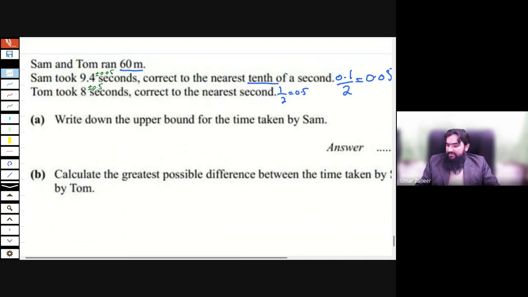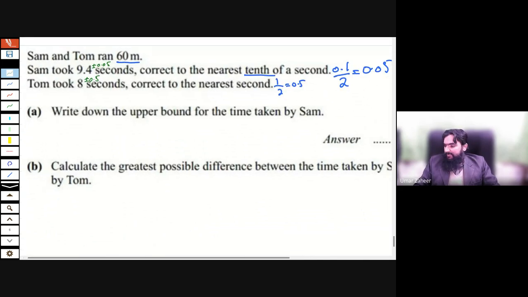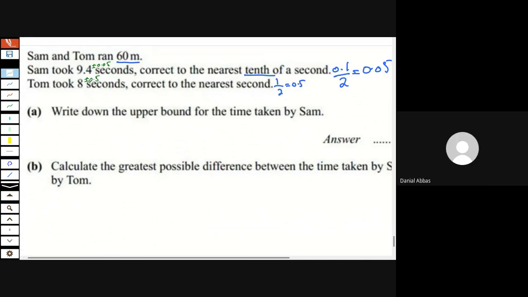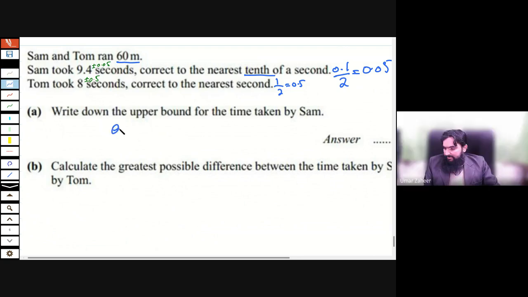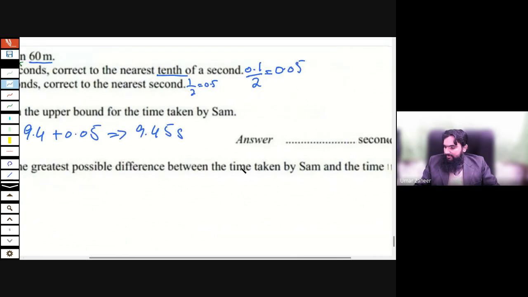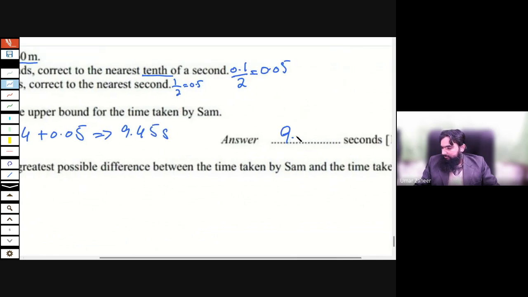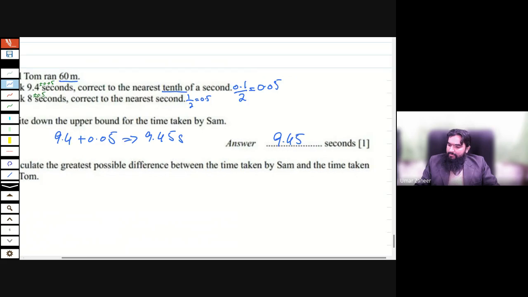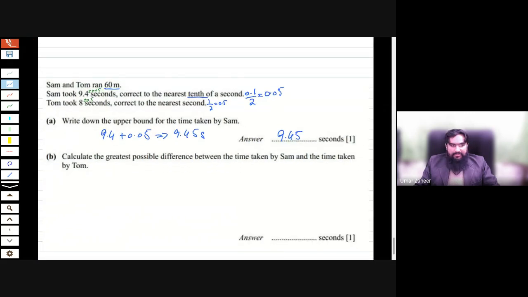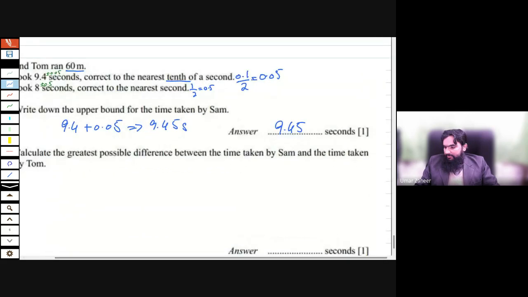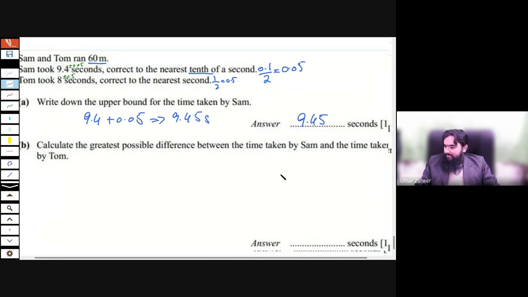Write down the upper bound for the time taken by Sam. 9.4 plus 0.05. So you are going to get the final answer, 9.45 seconds. Yes, it is clear. Yes, please, the next part.